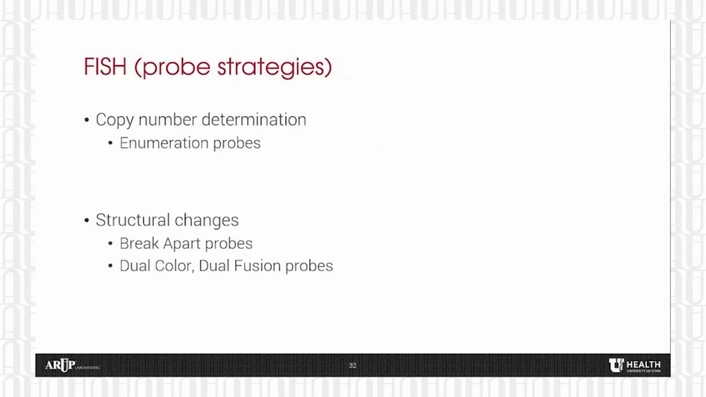So as I alluded before, there are different probe strategies to detect different alterations. For copy number determination, enumeration probes are used, and for structural changes such as translocation, there are two kinds of probes that you can use, break-apart probes or dual-color, dual-fusion probes.